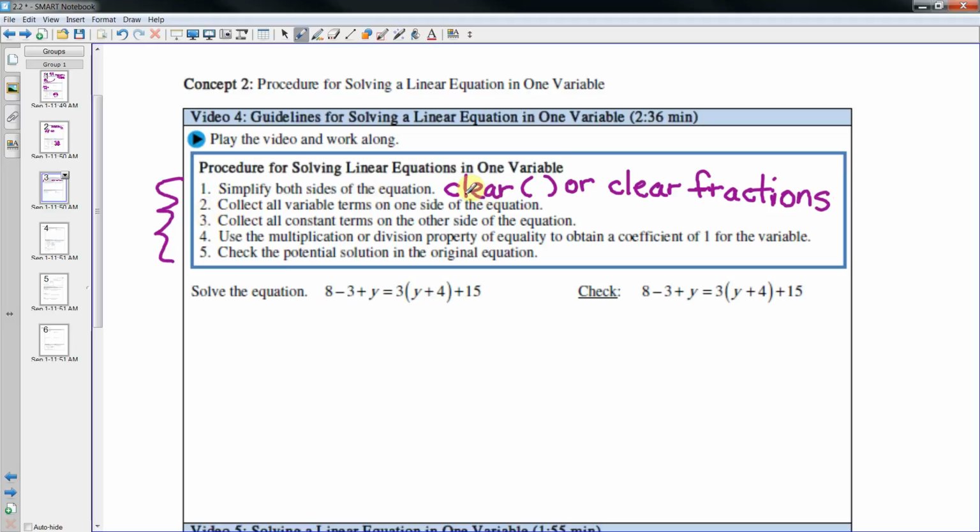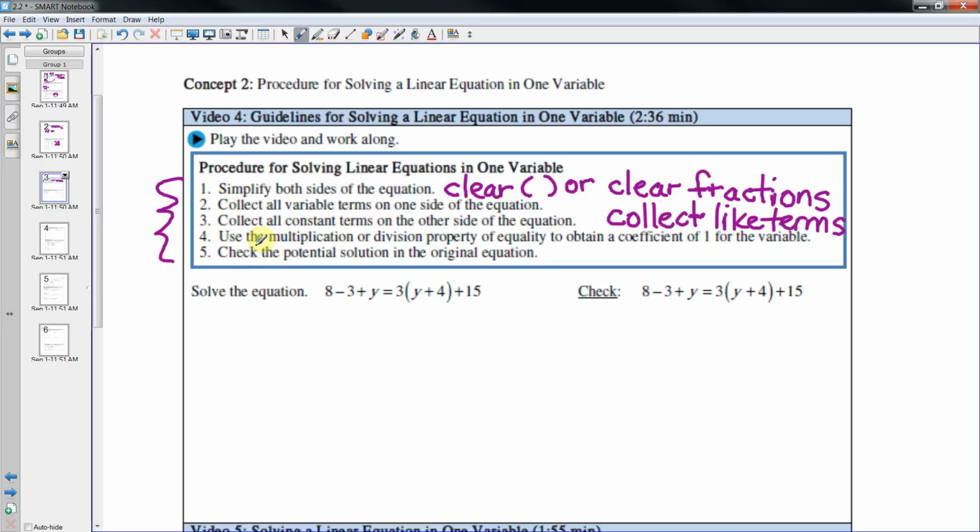Now, when we're clearing, back up to step 1, when we're clearing our parentheses or clearing fractions, then I want you to collect any like terms. Before you go to step 2, you need to collect any like terms. It's just going to make your problem a little bit easier to deal with. And then variables will go on one side, constants on the other side. Use the multiplication or division property to get a 1 in front of your variable. Okay, those are our steps.